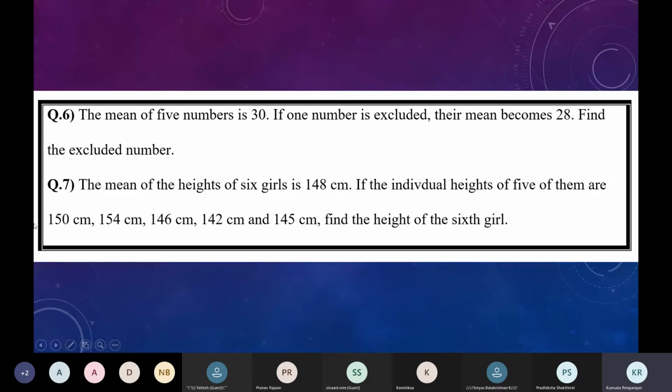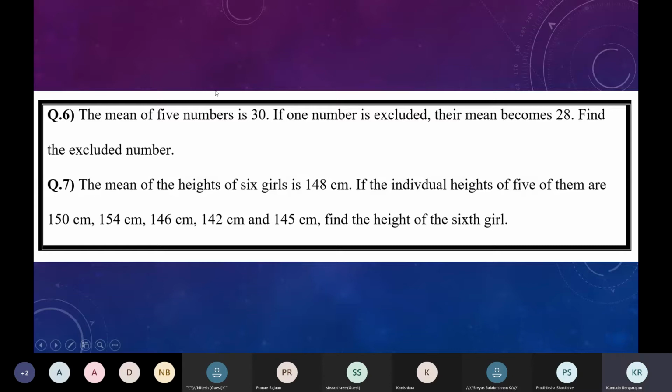Yeah, look at this. The mean of 5 numbers is 30. What can you find from this information? The mean of 5 numbers. Then what is this 5? Now we'll use these 3 phrases. We know mean, and then we know sum of all observations, and then number of observations. These are the 3 phrases we know with respect to mean. Mean, sum of all observations, number of observations.